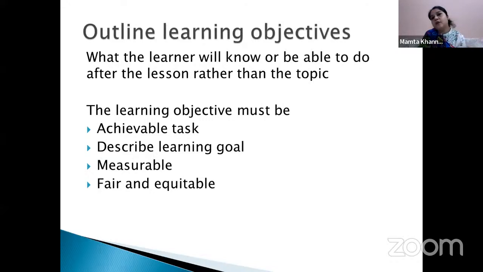Now describe learning goals. What is the main aim of the lesson? Why are you taking this lesson, and what are you going to teach in the class? Next is measurable. Is the learning objective measurable? Will you be able to identify how many students of your class are now able to list the nouns, or identify or differentiate between the living and non-living, or not? Is it measurable?